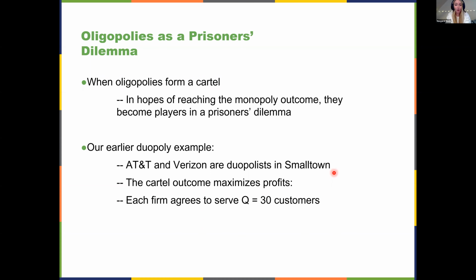So just to come back to this AT&T and Verizon example, remember AT&T and Verizon were a duopoly in a small town providing cell phone service plans. And a duopoly is just an oligopoly with 2 firms in it. The cartel outcome, or the collusion outcome, maximized their profits. So each firm agreed to serve 30 customers in the previous video. This was the monopoly outcome: they both produce 30 cell phone plans.